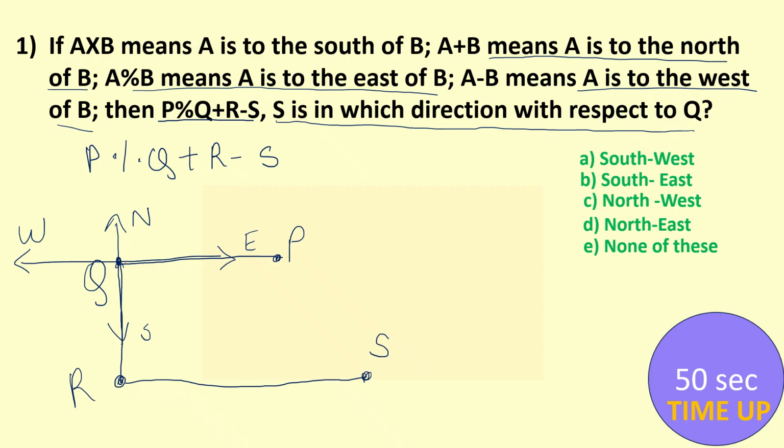So from Q when you see S, this is in which direction? This is south and this is your east. So it is in southeast direction. So the correct option will be B option, southeast.